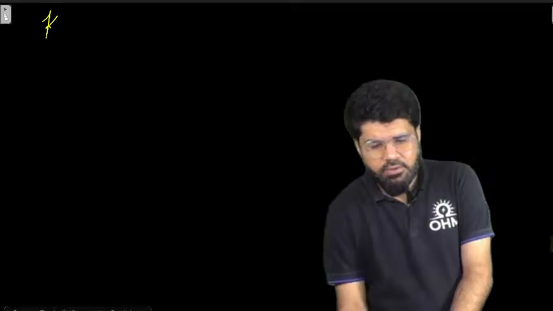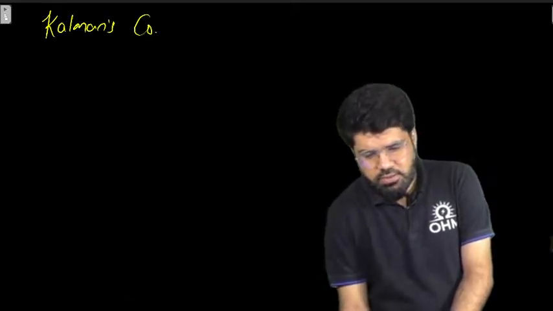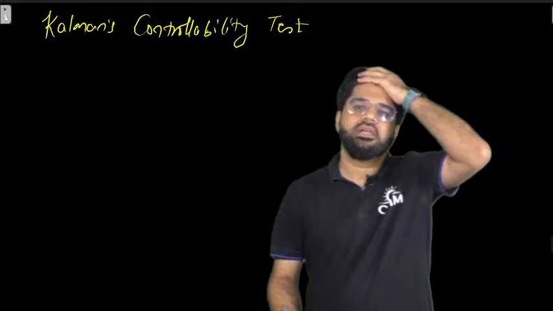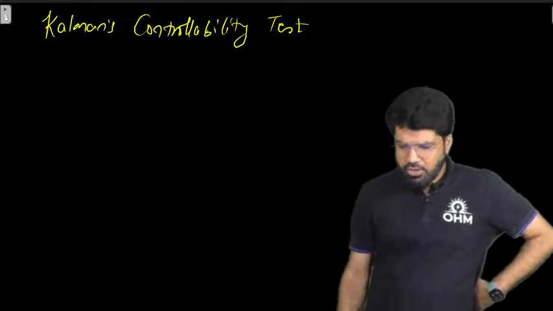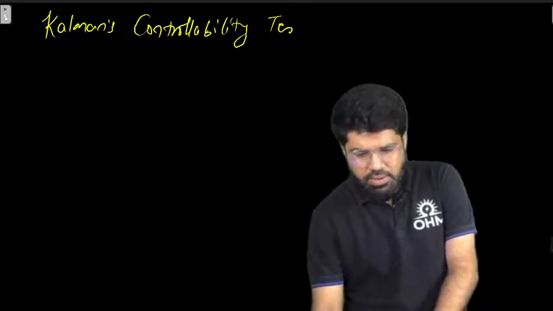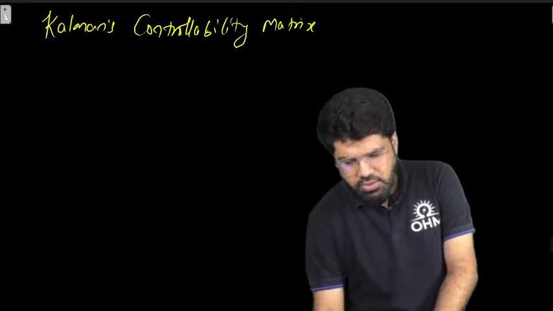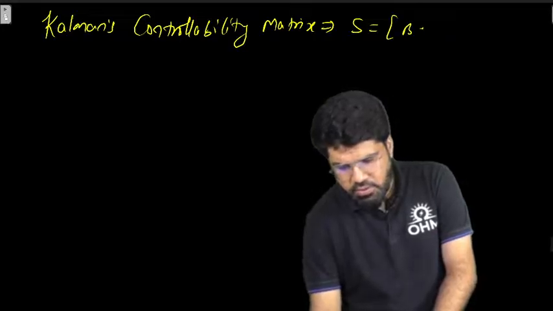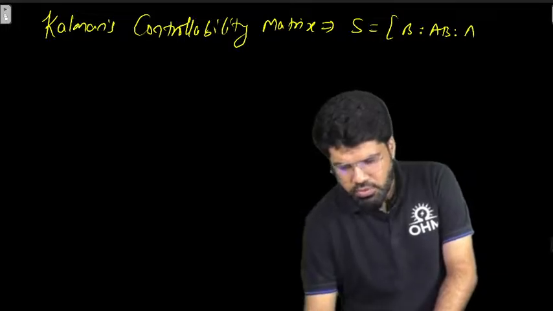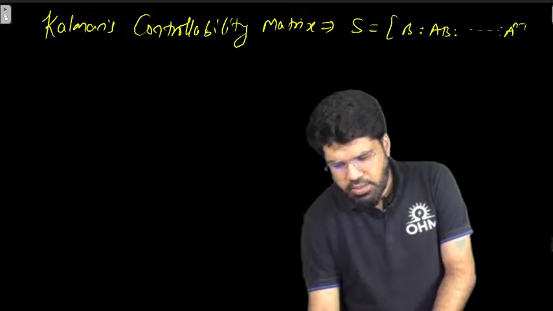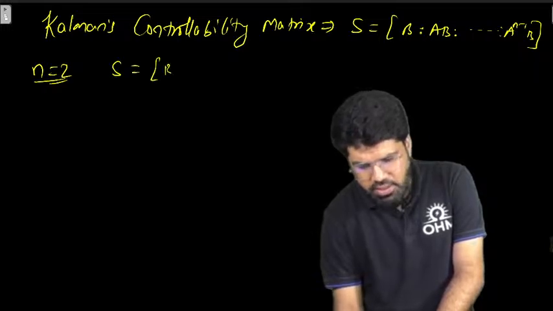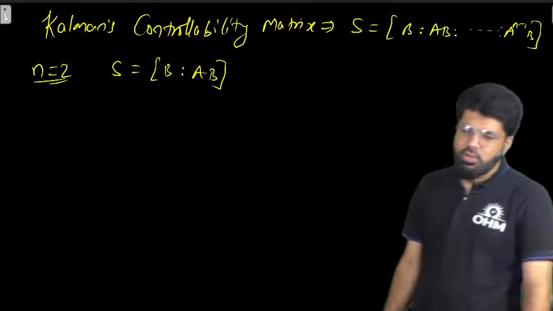You have to apply Kalman's controllability test. Done, dear? Let's apply it. What is the controllability matrix? Kalman's controllability matrix is given by S, the augmentation of the matrices B, AB, and so on up to A power n minus 1 into B. But our given matrix is of second order, so S is simply B and AB, since A power n minus 1 is A power 1 only.